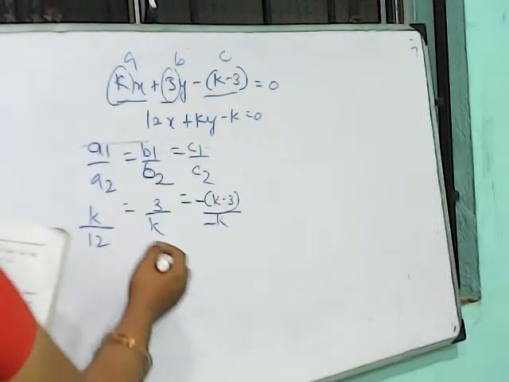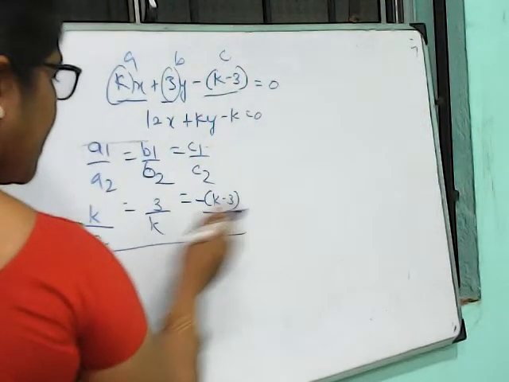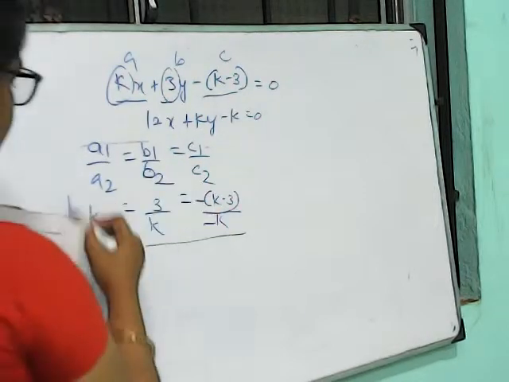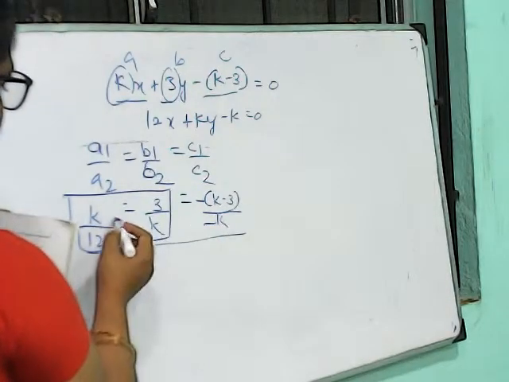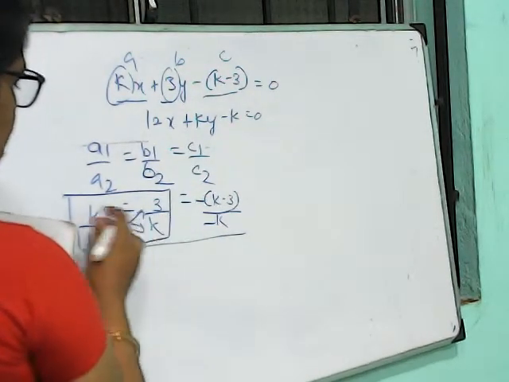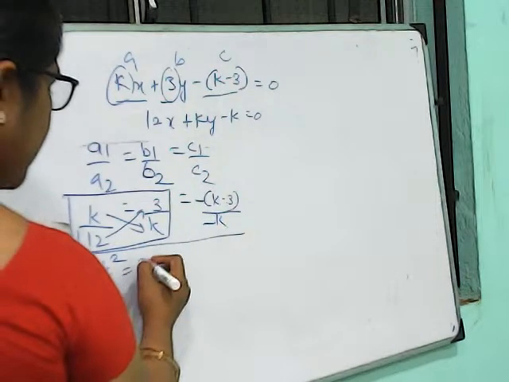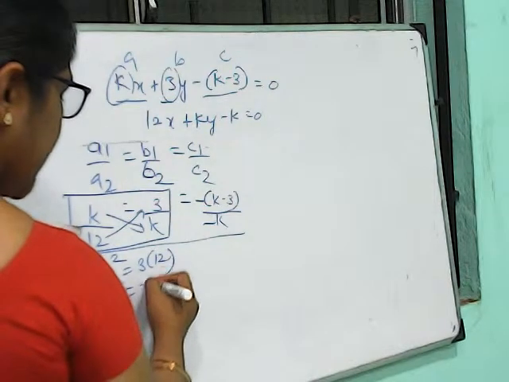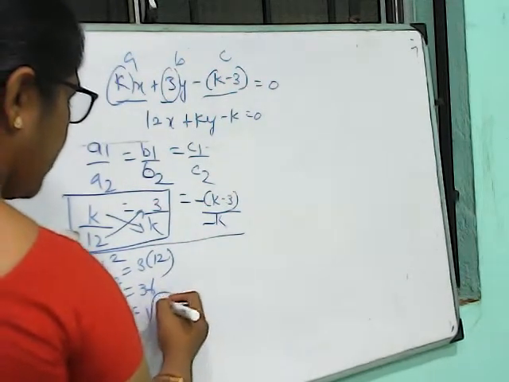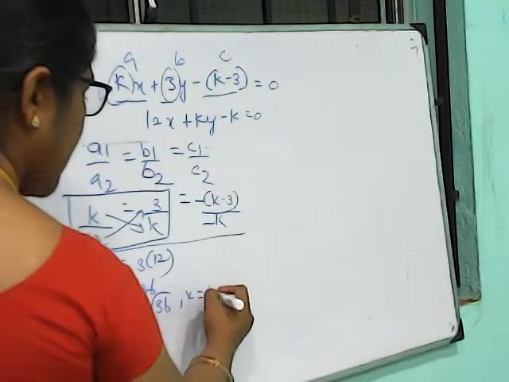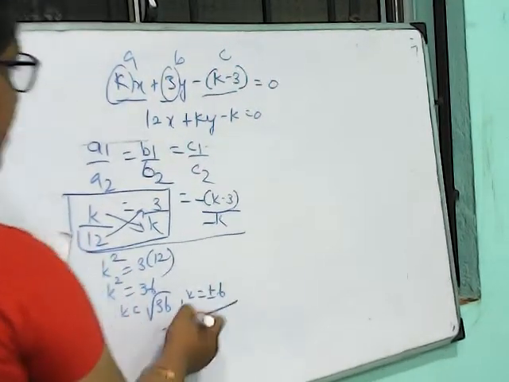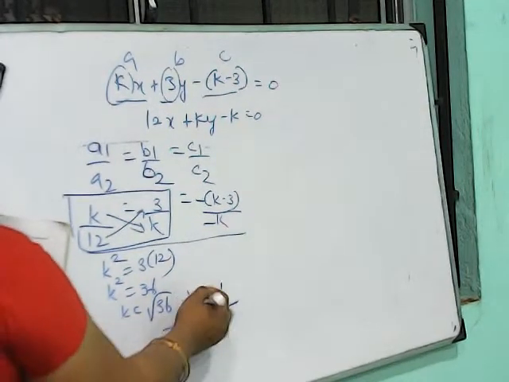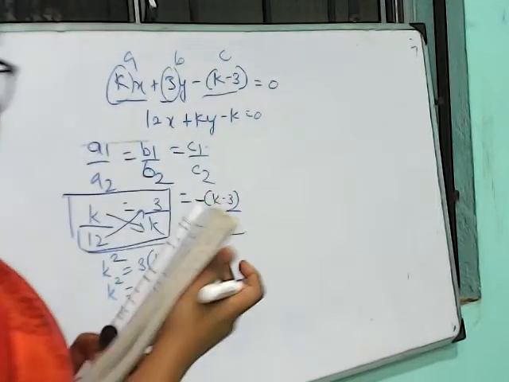Now, given all these three are equal, it is up to us to choose whichever we want. For our convenience, we will choose the first two. Just cross multiply. k into k becomes k square, which is equal to 3 into 12. So k square is equal to 36, k is equal to square root of 36, so k is equal to plus or minus 6. So this is the value of k. Whenever there is a square root, without fail don't forget to use plus or minus, otherwise you will lose marks.